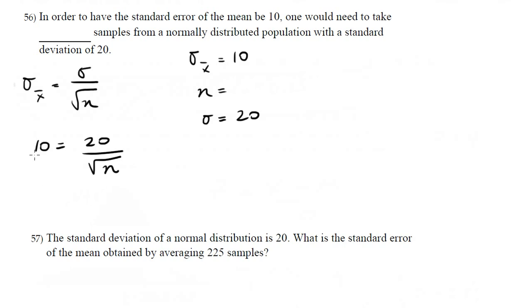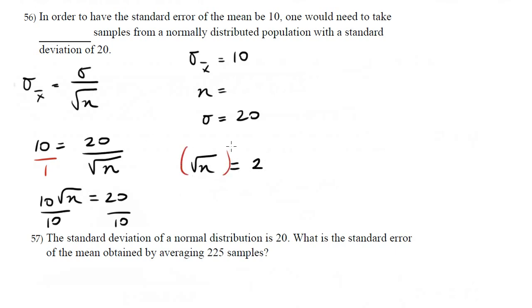So let's solve this. Let's cross multiply. 10 times the square root of n equals 20. Divide both sides by 10. So the square root of n equals 2. If I square both sides of this equation, square root and square, the inverse operations, they cancel. So n equals 4. Sample size needs to be 4. We need to take 4 samples, rather, from this normally distributed population. Sorry for saying that incorrectly.